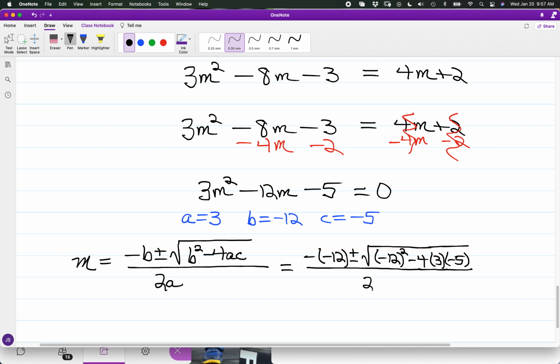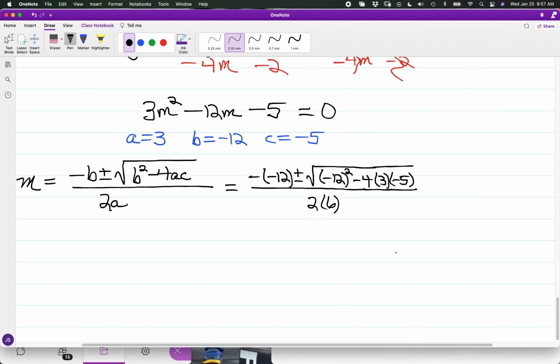Now I'm just going to mention what I have inside the radical. Negative 12 squared: negative 12 times itself is going to be positive 144. Now for negative 4 times 3 times negative 5: negative 4 times 3 is negative 12, and then negative 12 times negative 5 is going to be a plus 60.